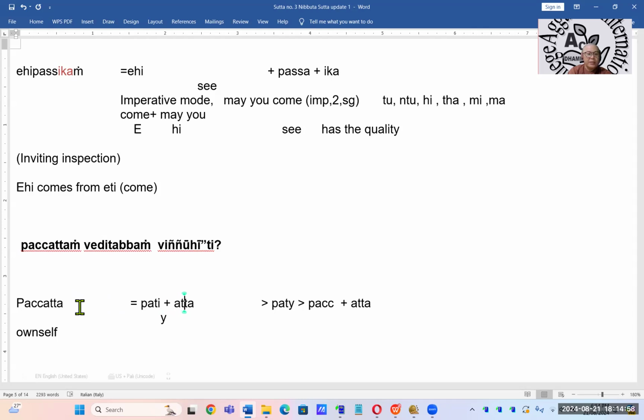Okay, now pachatam we can break into pati, which is actually one prefix, so pati plus atta. And atta, the meaning of atta you all know, means self. We are not talking about soul. We are talking about referring to I self, myself, you self. So when you have pati atta and then the T and the Y, here there are some formulas. For example, I can change it to Y. Y we call the semi-vowel.